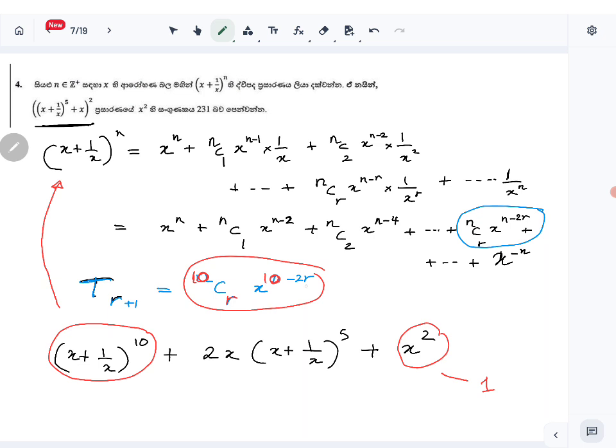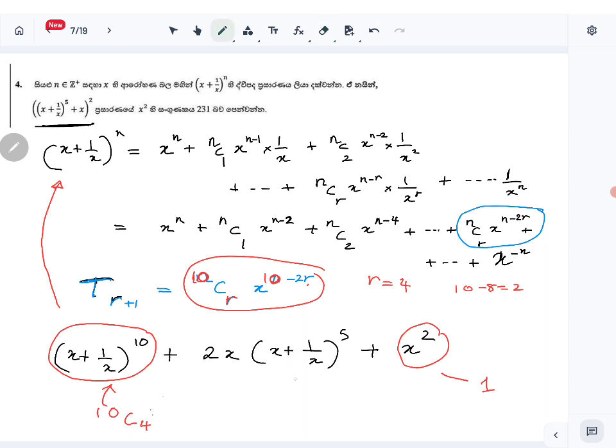So I want the squared power. So what r should I put here to get square? r should be what? r should be 4. Then 2r is 8. 10 minus 8 is 2. So the x squared term has what? 10C4 coefficient then. So the x squared term would be like this, 10C4 x squared. So the x squared coefficient from this one is 10C4.